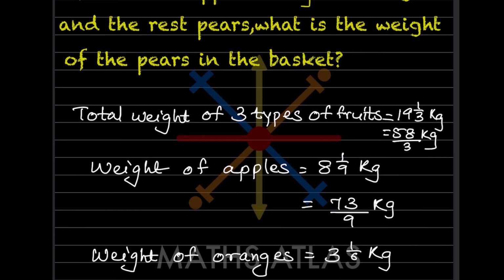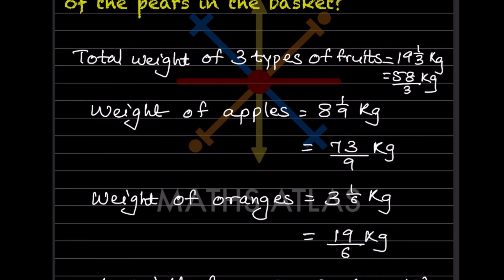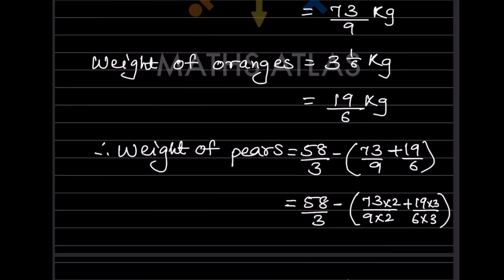Now we have the weight of oranges, that is 3 integers 1 by 6 kilogram. So that is going to be 18 plus 1, that will be 19 by 6 kilogram. And now we want the weight of pears. Apples we have, oranges we have, and we have the total. From that, how to find out the weight of pears from the total? Here we have 2, so this we are going to add. Or we can just put minus 73 by 9 if you don't want to put a bracket, minus 19 by 6. But it's better because we are going to add this together, so you are going to put it in the bracket. This minus shows that again it is going to be minus. So here this is the total.